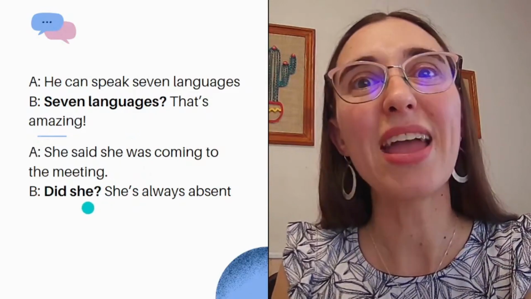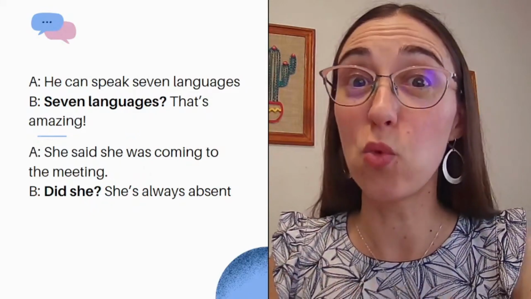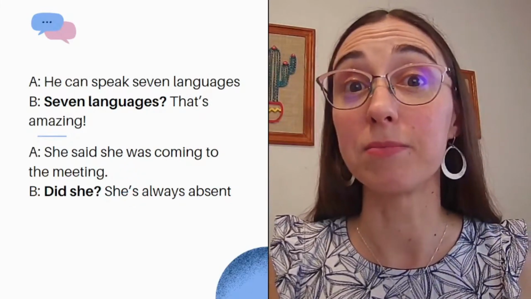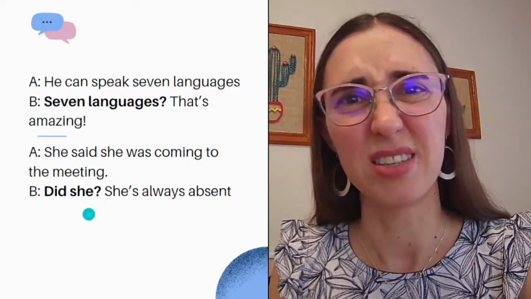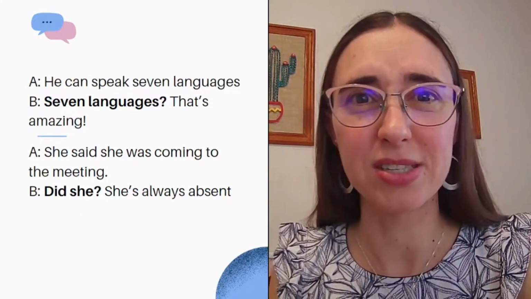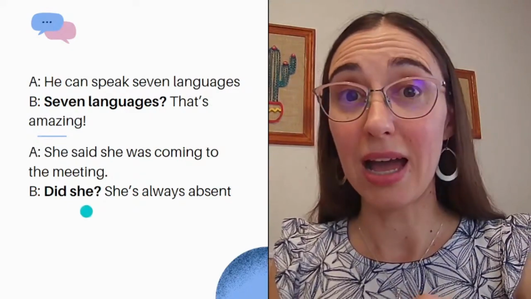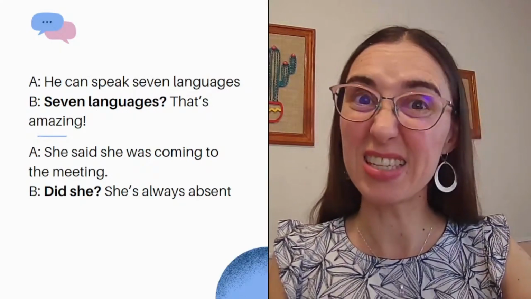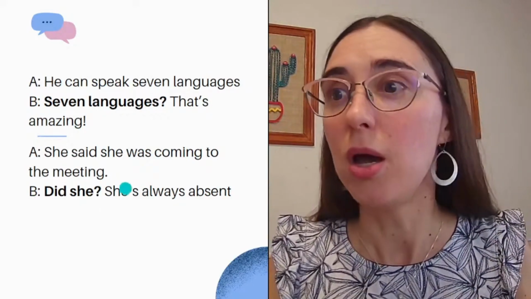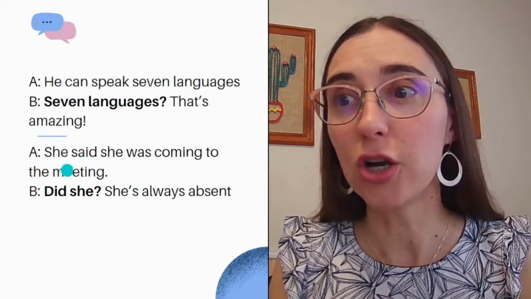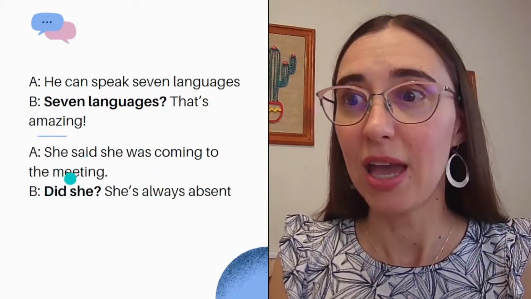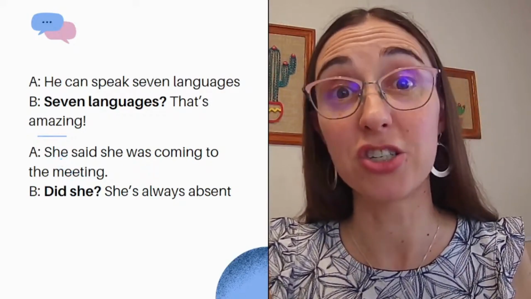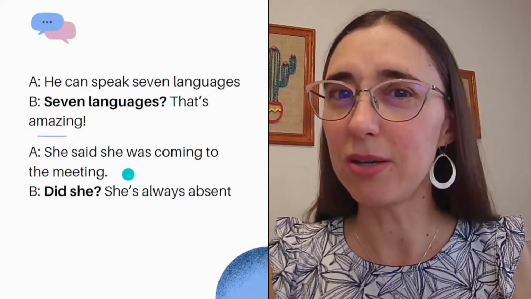Look at the other structure of echo phrases, not just an echo word. In this case, the first sentence says, she said she was coming to the meeting. And I say, for example, did she? She's always absent. In this case, as I said before, you have to pay attention to the grammar, the structure of the sentence you have just listened to, because as this verb is in past, you're going to use an auxiliary in past, and you're going to use the same subject pronoun from that original sentence. Is this impossible? No, it isn't.